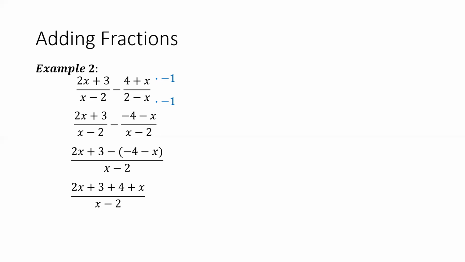And now I just go ahead and combine like terms. 2x plus x is 3x. 3 plus 4 is 7. I can't simplify that any further, and so that's my final answer.